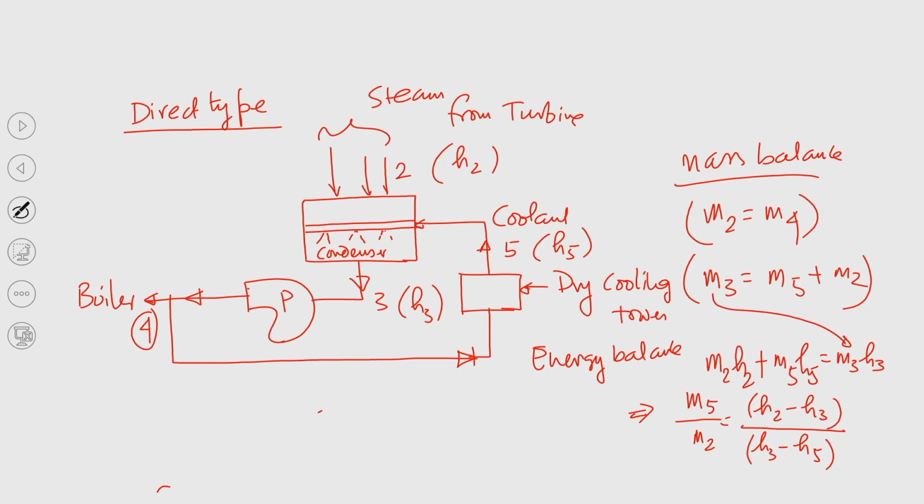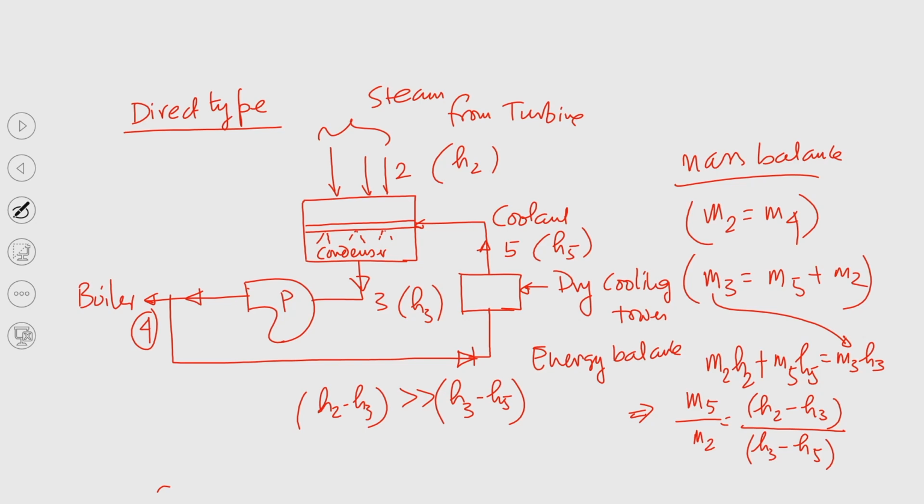What you know from this equation is that H 2 minus H 3 is much greater than H 3 minus H 5, right. Definitely H 3 will be higher than H 5, but enthalpy at state point 2 is much higher. So, you can see if H 2 minus H 3 is greater than H 3 minus H 5, you can say the mass flow rate of coolant will be much higher than the mass flow rate of steam.